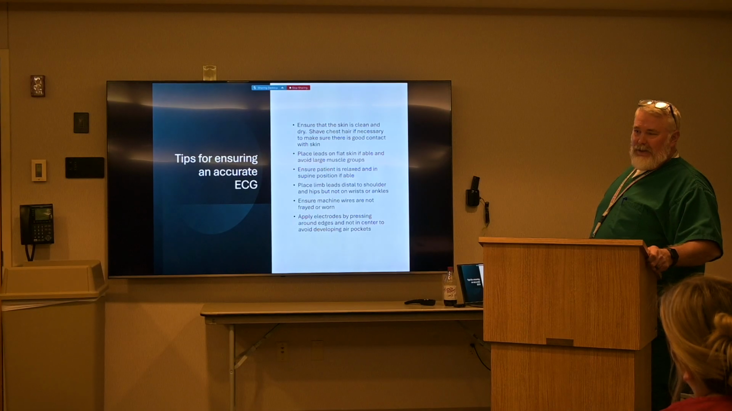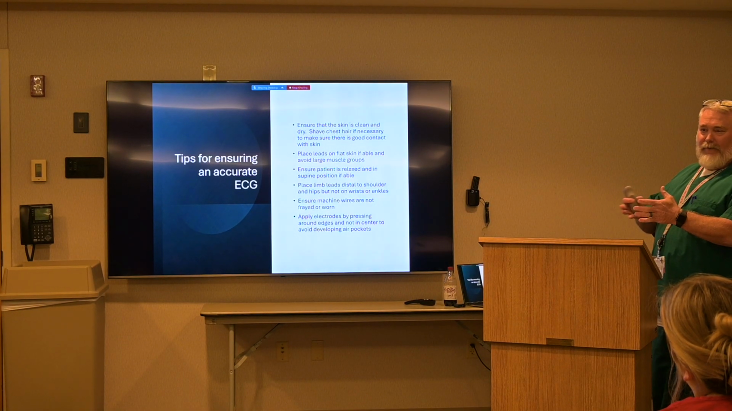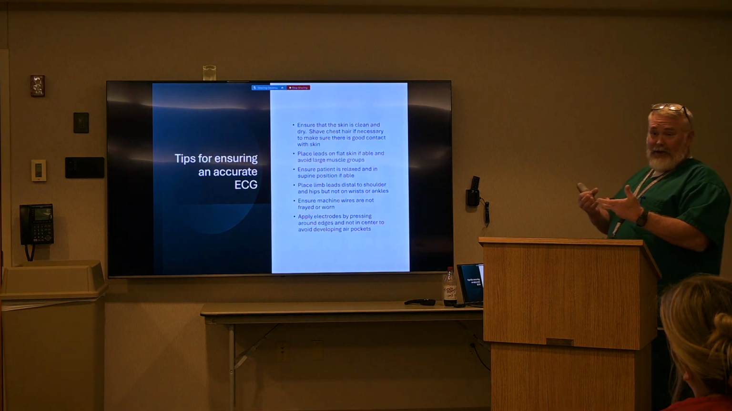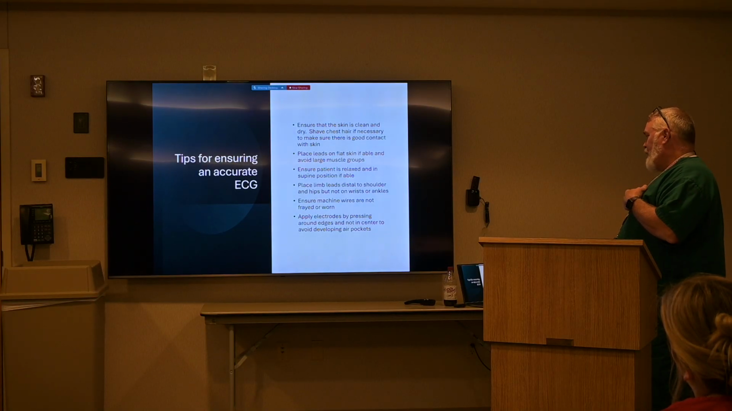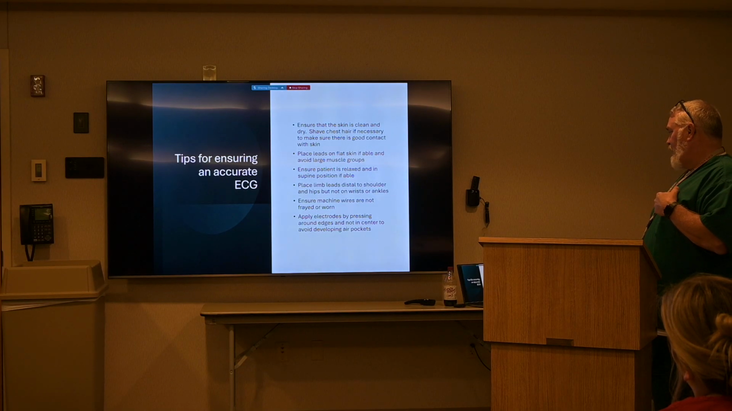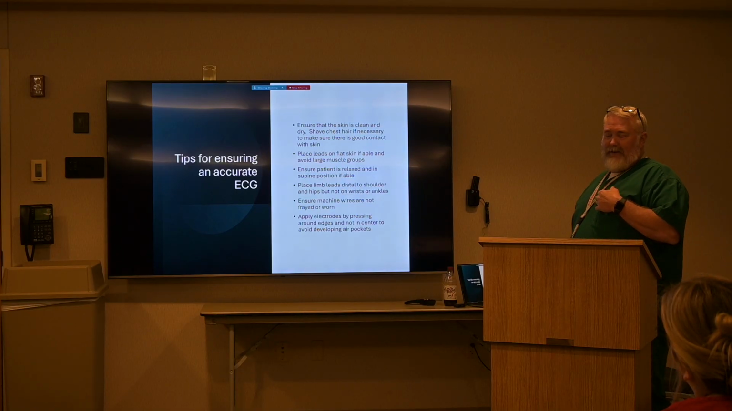You really are lowering your amount of subcutaneous tissue and muscle tissue to get good conduction. And then ensure machine wires are not frayed or worn. And then make sure you apply the electrodes by pressing around the edges, not the center, to avoid developing air pockets.